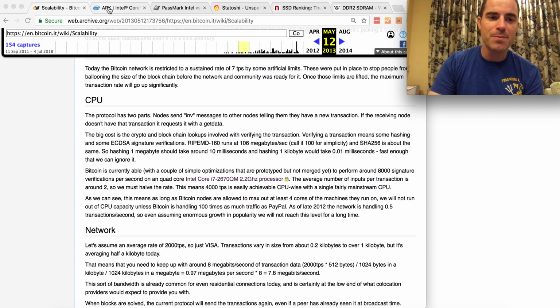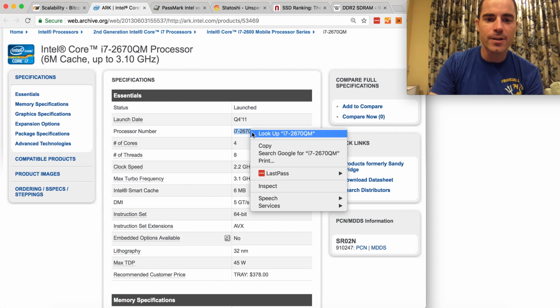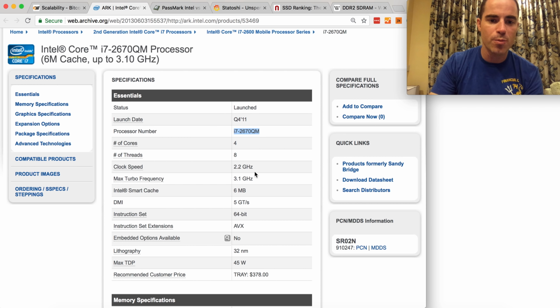So anyhow, that CPU, I looked it up here. Here we go. It was released in Q4 of 2011. Here's the part number for it, right? So it has 4 cores, 8 threads, 2.2 gigahertz is the standard clock speed, yada, yada, yada.